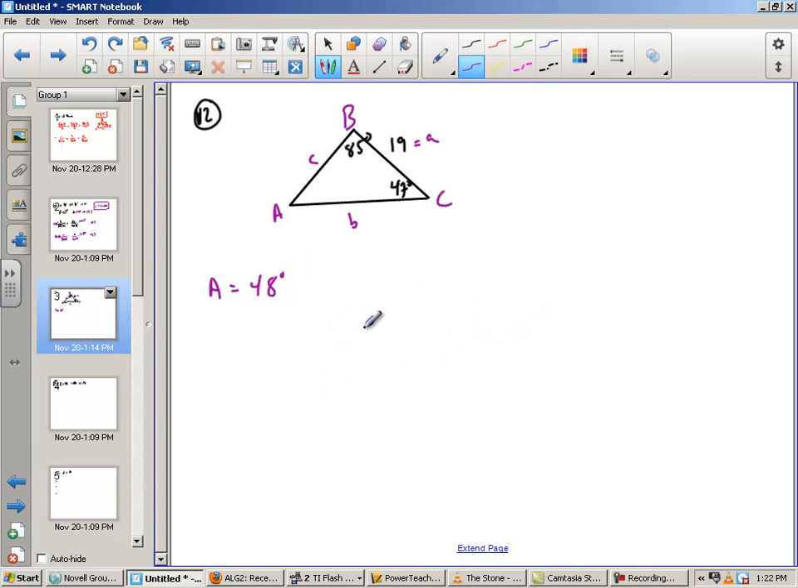Okay? Well, now I need to use the law of sines to find little c and little b. I'm doing this because there is no right angle, and so there's no hypotenuse here, there's none of that, so I have to deal with what I have. Well, I'm looking for, say, c.